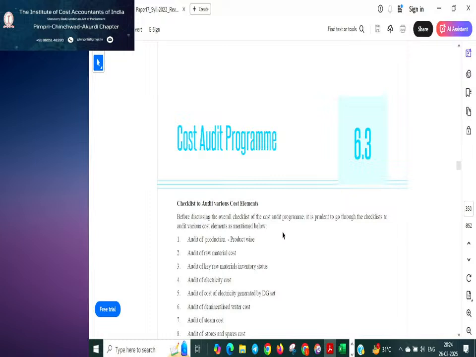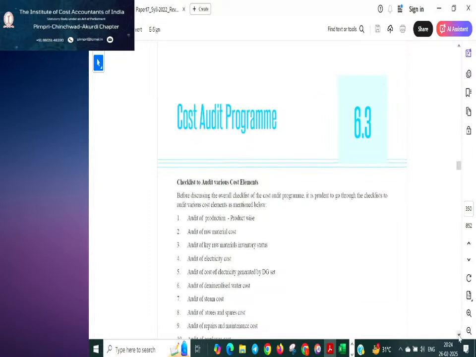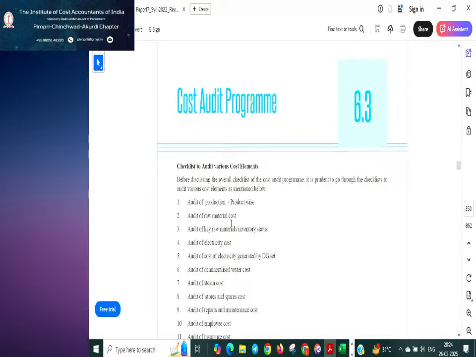A cost audit program is a checklist that you have to create before you get into any kind of industry. What is that checklist you have to prepare? See here. You have audit of production, product wise. Product wise means including main products and byproducts.